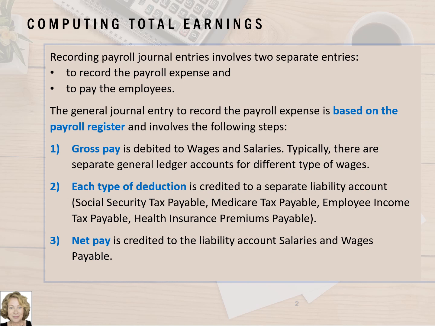Each type of deduction is credited to a separate liability account, such as Social Security tax payable, Medicare tax payable, employee income tax payable, and health insurance premiums payable. There could be additional liability accounts that are credited, such as 401k and dental and vision premiums payable, as well as union dues and donations payable. Basically, we're recording everything withheld from the employee's paycheck as a liability because it will be paid later to government agencies and other payers.